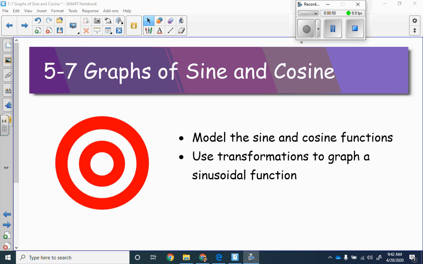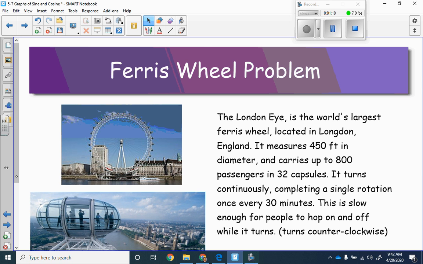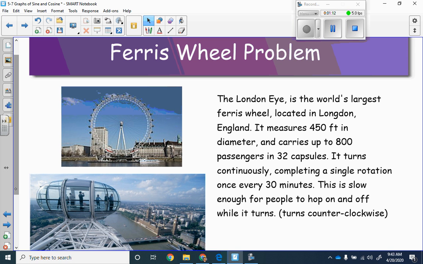There is also a piece of paper that you should have with your materials that's working with the Ferris wheel problem that you're going to need to have. So with that being said, we're going to go ahead and take a look at the graphs of sine and cosine, and then take a look at how we can use transformations to graph these out as well. So there is a Ferris wheel problem that you should have with all your materials.